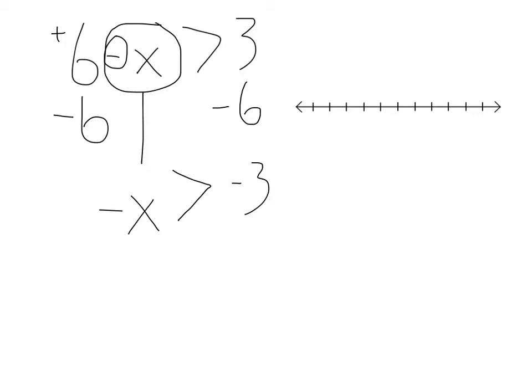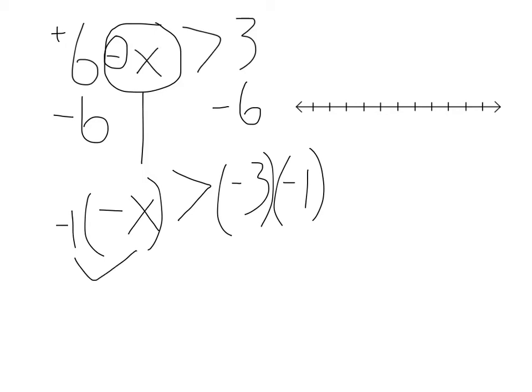Now I have negative x is greater than negative 3. But the catch is I don't want to know what negative x is. I don't want to know what the opposite of x is. I want to know what x is. So to get x by itself, if I have a negative times a negative, is that a positive? Meaning if I took negative x and multiplied it by negative 1, would that turn it into positive x? It would. So negative 1 times negative x is positive x. Negative 3 times negative 1 is positive 3.